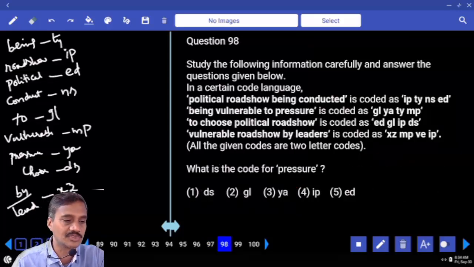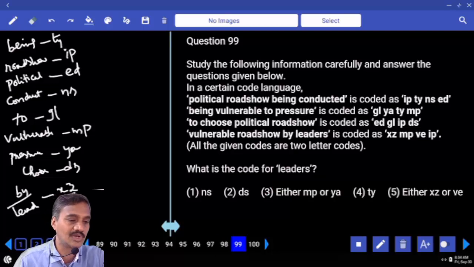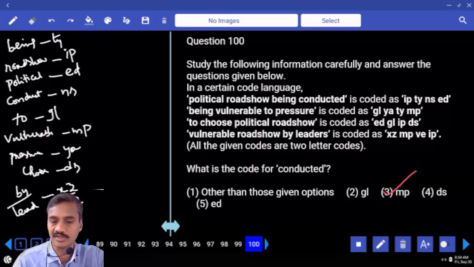And what is the code for the word pressure? The code is YA, that is choice 398. Question 99: what is the code for leaders? The code for leaders is either XZ or VE, XZ, VE, choice 599. And finally, question 100: what is the code for the word conducted?